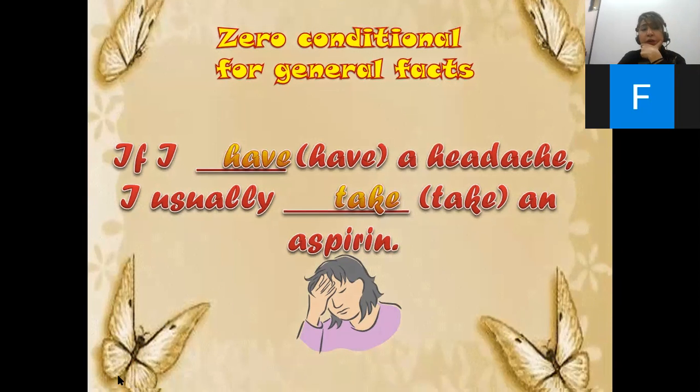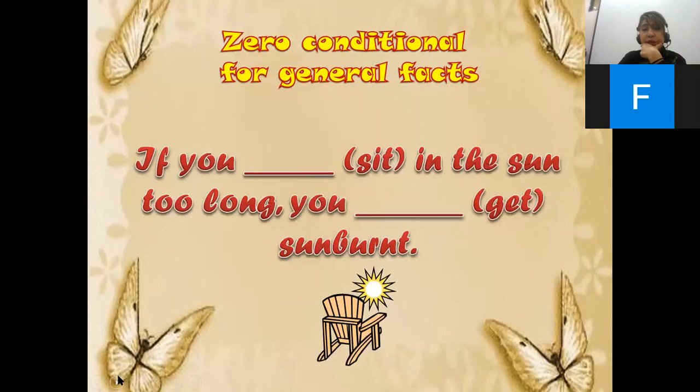Next. All right. For zero conditional, there are so many examples that will help you understand this. If you sit in the sun too long, you get sunburned. All right, so this is very true: if you sit in the sun too long, you get sunburned, you get tanned. Tanned means a little darker complexion.